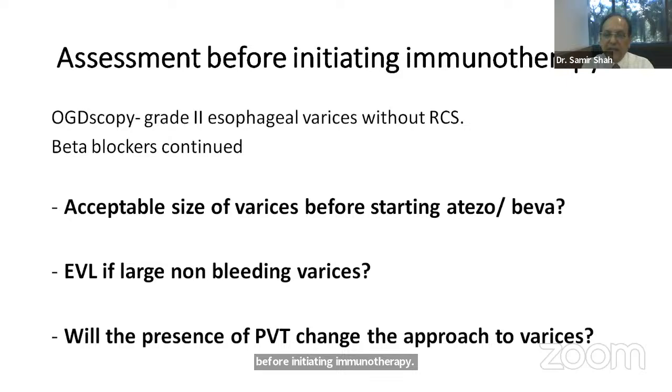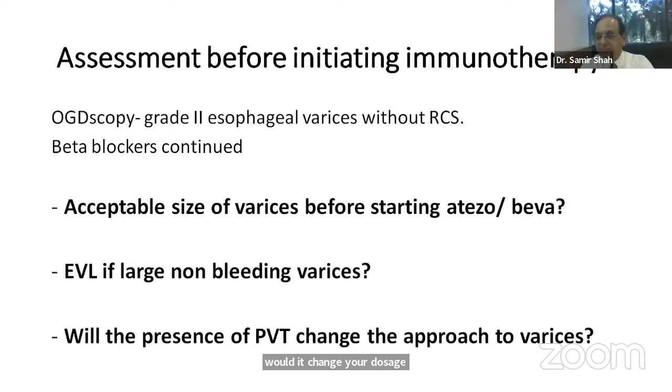We normally would do endoscopy, and if there are grade 2 esophageal varices without red colored signs, would you accept that? Or if there are large varices, larger than grade 2, would you band them? Would you be worried if there is portal vein thrombosis? Like in this situation, there was a bland portal vein thrombus. Would you be worried about the portal hypertension because of the portal vein thrombosis and varices, and would it change your dosage of bevacizumab when you are giving atezo-beva?